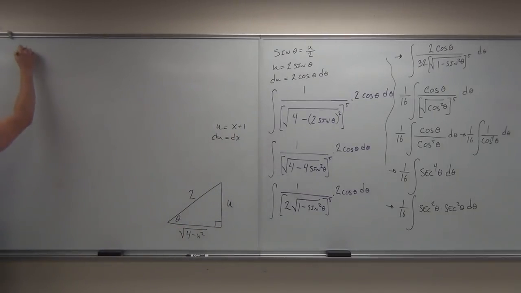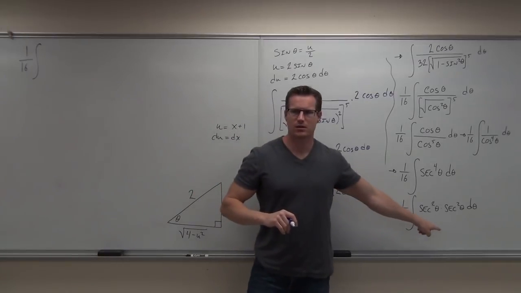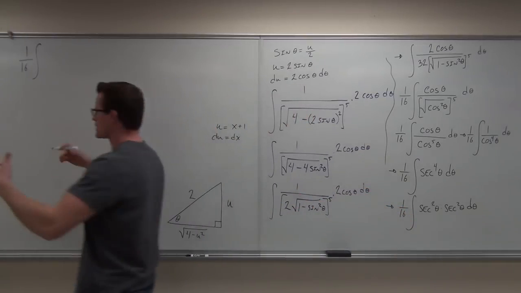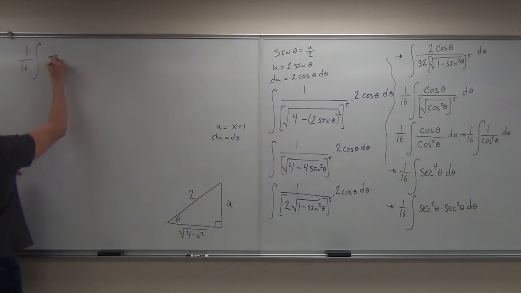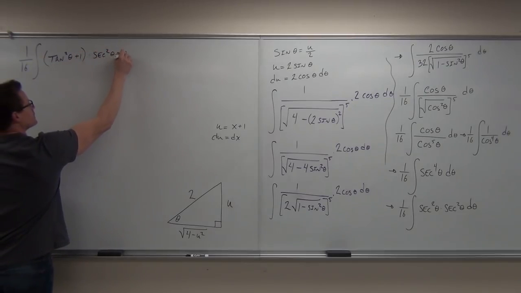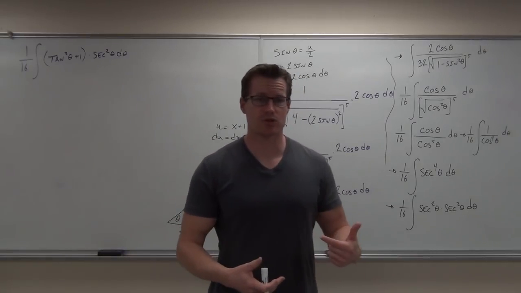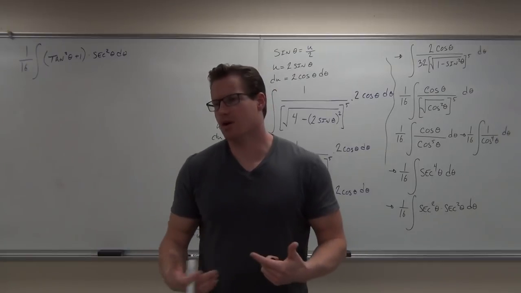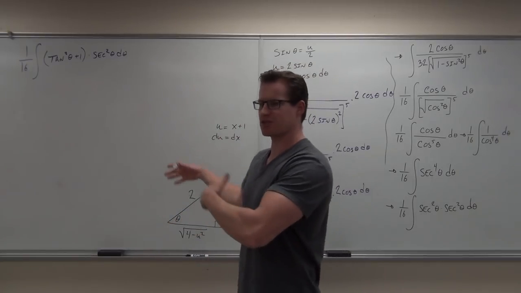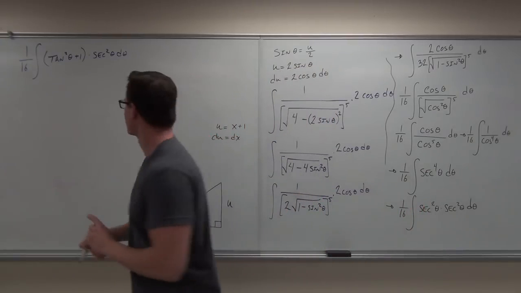So 1/16 integral, no problem. What do I change that secant squared into? What's that going to be? Tan squared. Plus, or 1 plus tan squared theta, whatever you want to write that as, times a secant squared theta d theta. Look at what this does: it changes it back into some sort of a trig model that we know how to deal with. That's what our trig sub does. It changes something into something we know how to do. That's what substitutions always do.